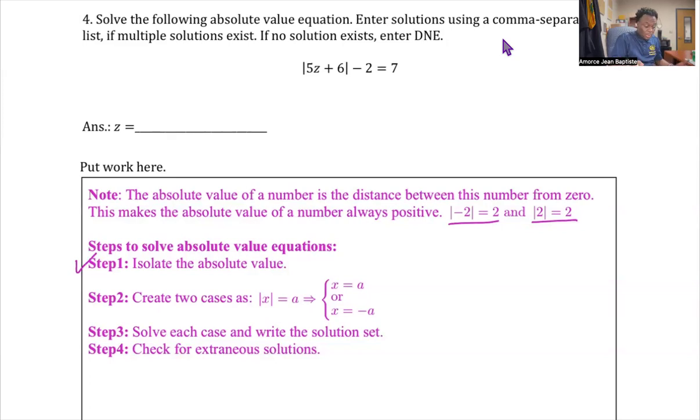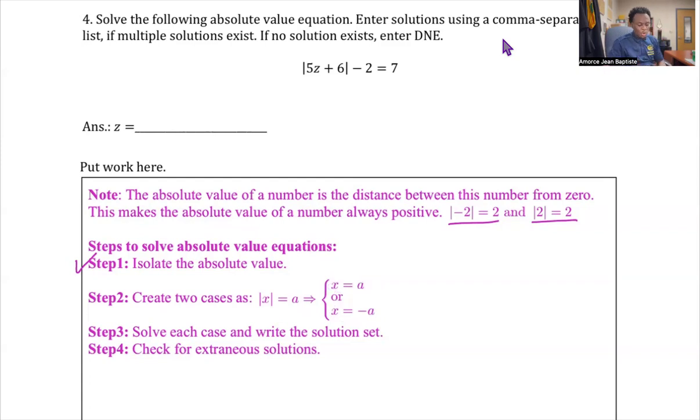But the easiest way to put it is that if I have the absolute value of A of X equals A, two considerations are possible. Either X equals A, or the expression inside the absolute value equals the opposite of that number. If the number is positive, then it's itself. If the number is negative, then it's going to be the opposite of that number, because the absolute value cannot be negative. So that's the second consideration.